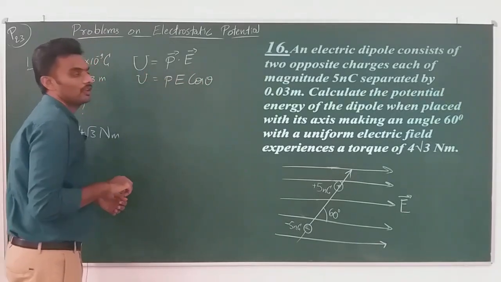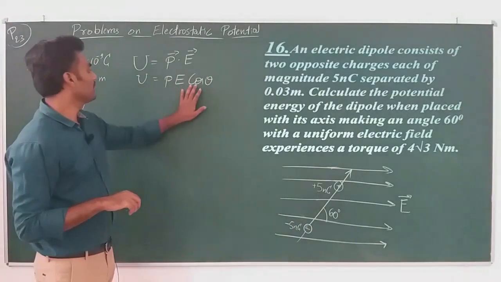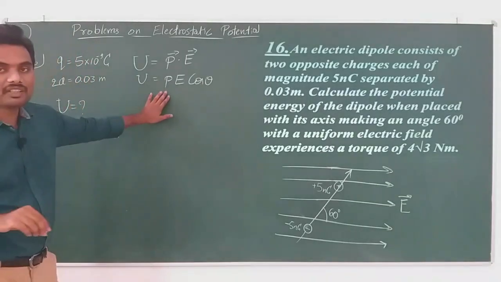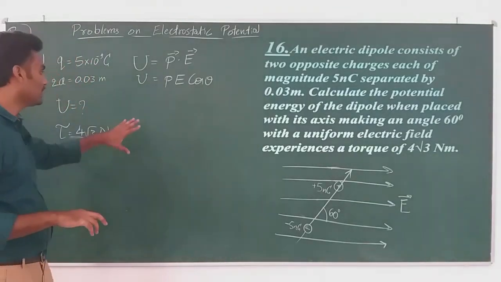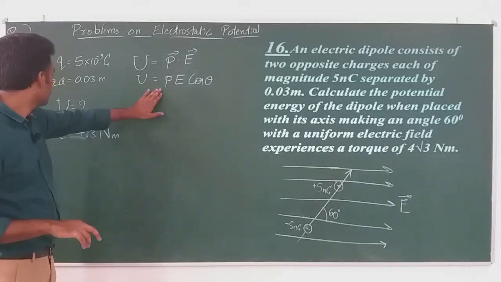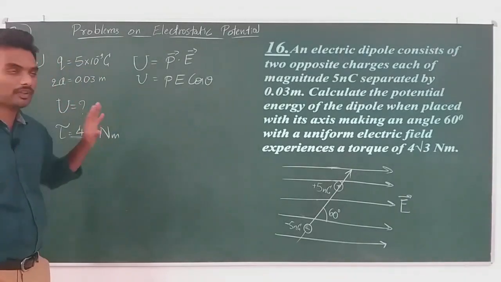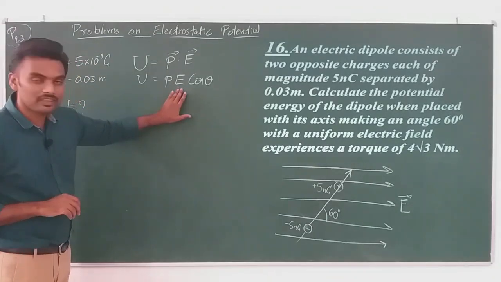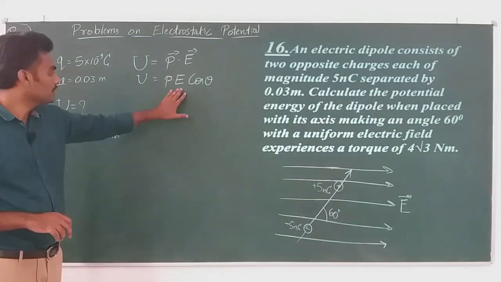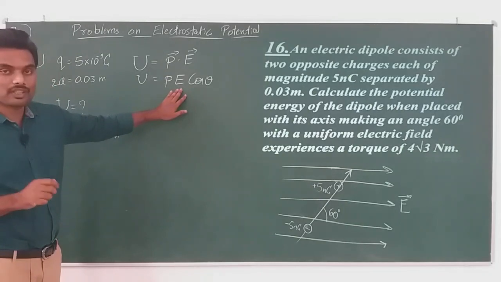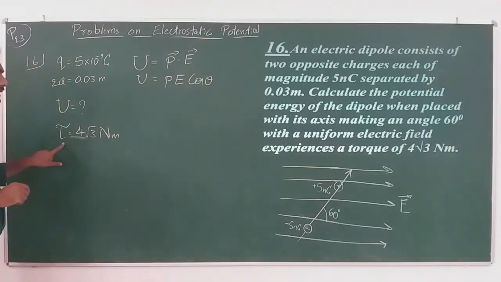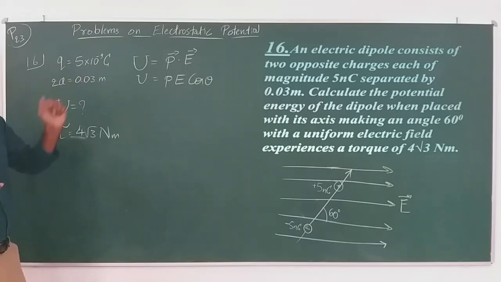But among this PE cos theta, do we have P directly given? No, but we can obtain P, not a problem. P is equal to Q into 2a. Do we have E with us? No, we do not. Can we get E? Yes, we can. In order to get E, we can make use of tau given, because tau is equal to PE sin theta. We can get E using the formula of tau, then substitute back.